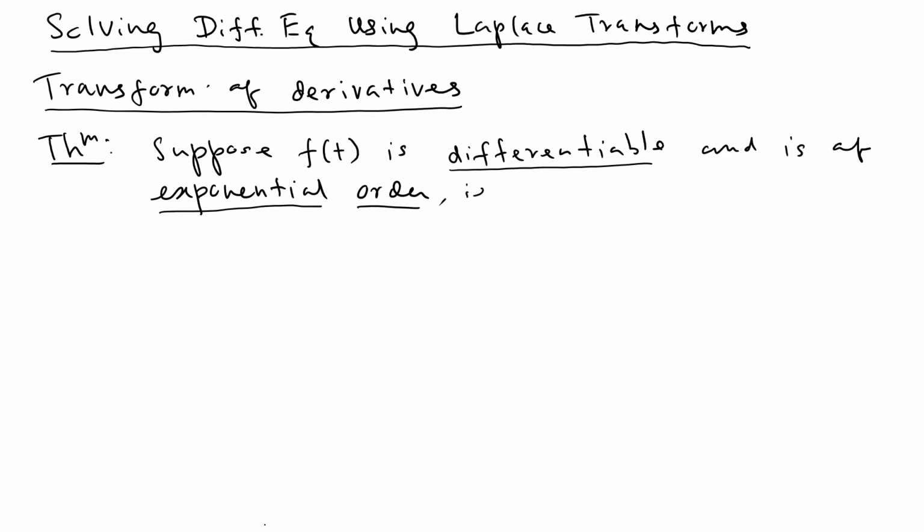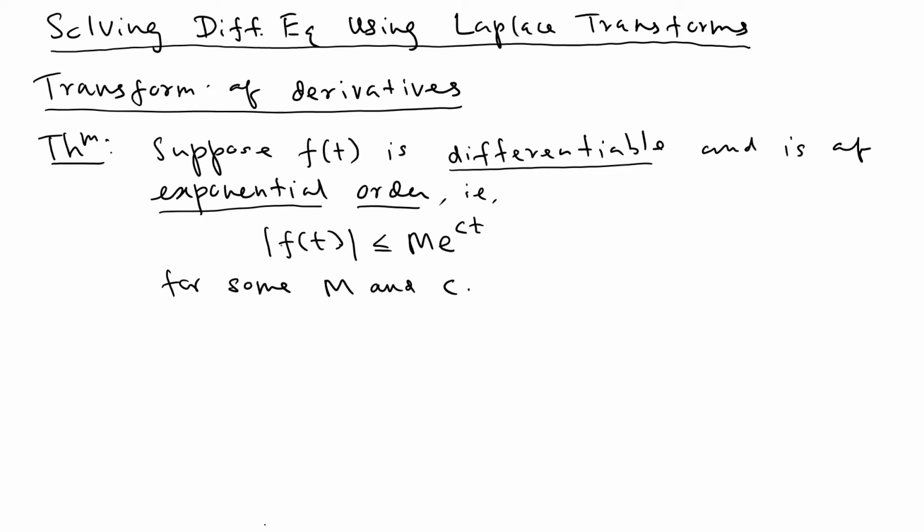That is, the absolute value of the function is bounded by M e^(ct) for some M and c. So what happens in that case?